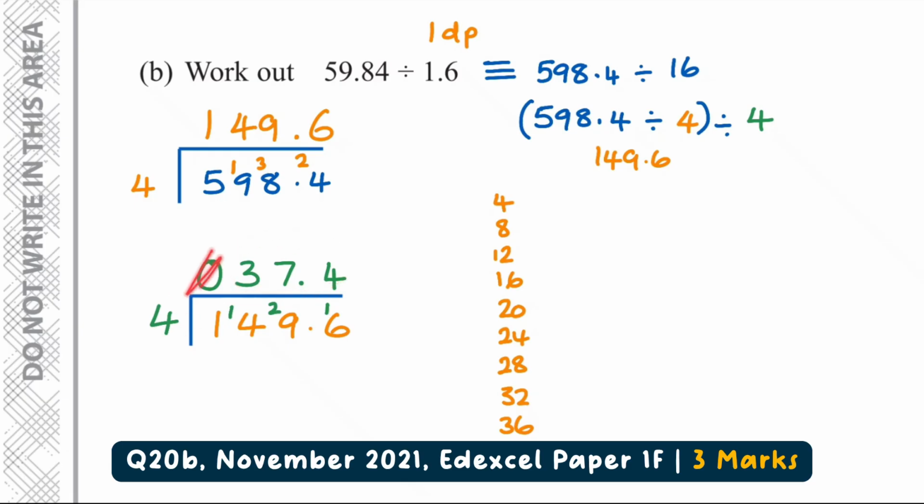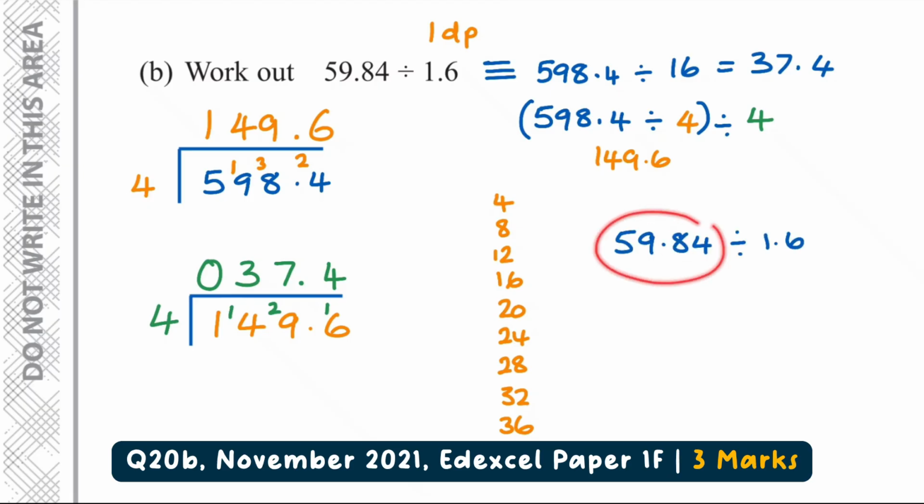We can disregard this 0 here because it's in front of a whole number, so it doesn't change the value of our number. Right, we can do a quick check to see if this answer makes sense by using estimation. So 59.84 is approximately 60, and 1.6 is approximately 2, and 60 divided by 2 is 30. And our answer 37.4 is reasonably close to 30, so this answer makes sense.